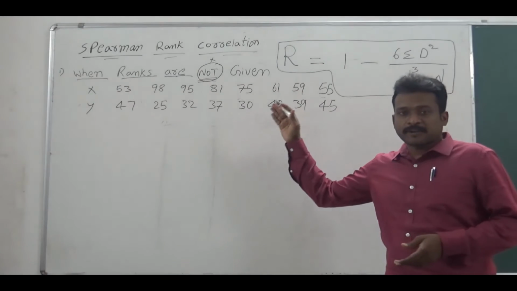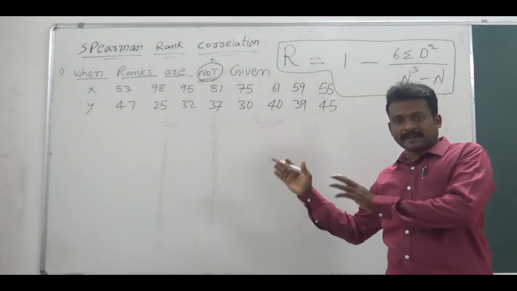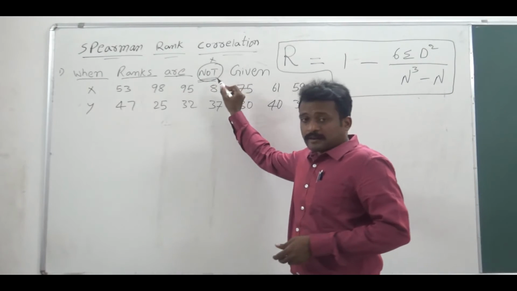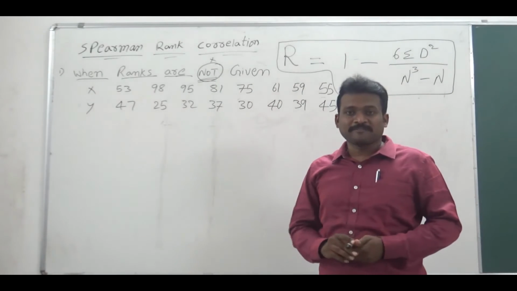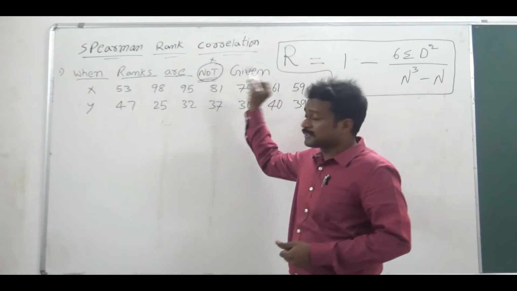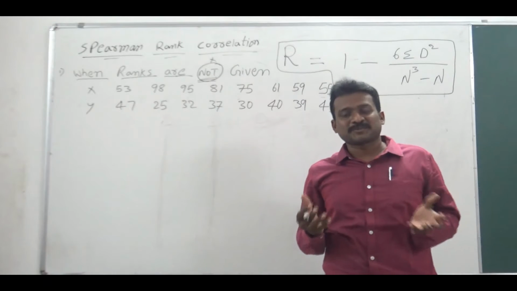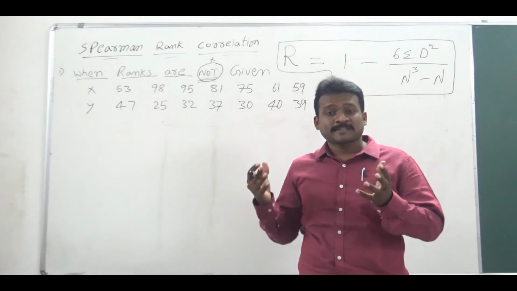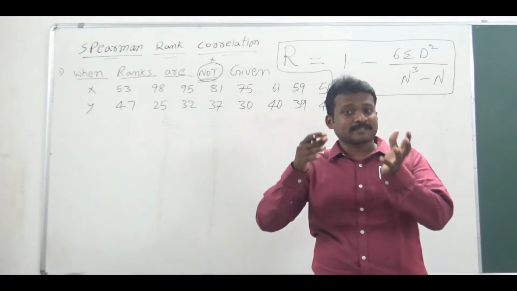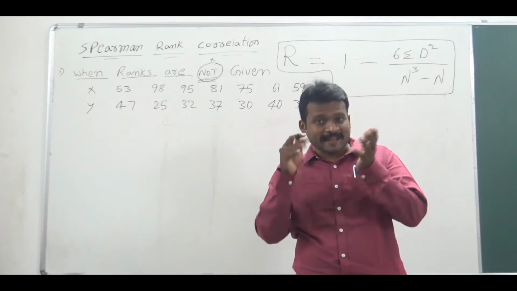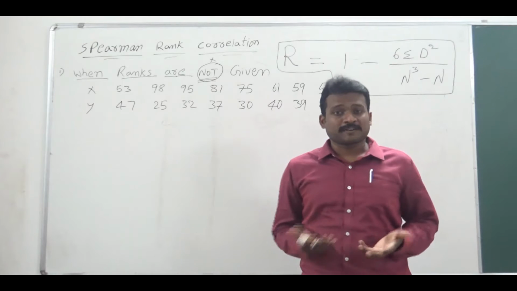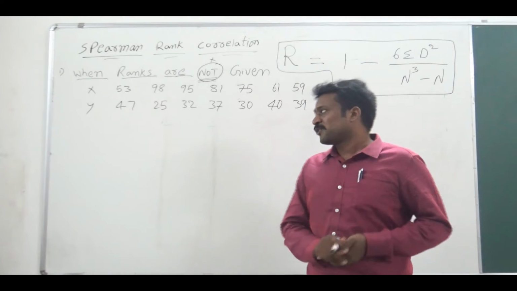Now we'll be doing this Spearman rank correlation. The second different model we are doing now: when ranks are not given in the problem. So now how do we do this without ranks? Because the Spearman rank correlation itself includes the ranks. It has to include the ranks. But in the problem, ranks were not given here. So what can we do?